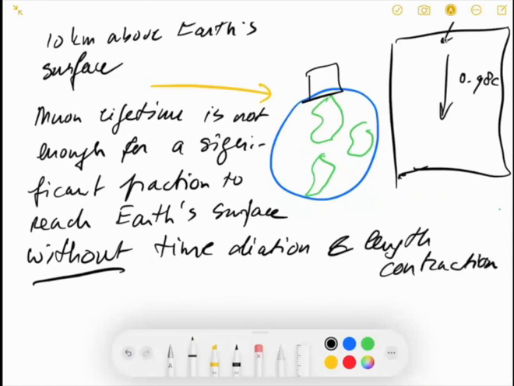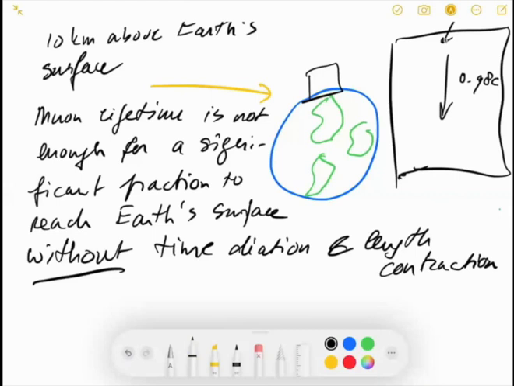Well, from an observer on the surface of the Earth, it looks like the internal clock of muons slows down, and because it slows down, enough of them survive and reach the surface of the Earth, and that's what we mean by time dilation.